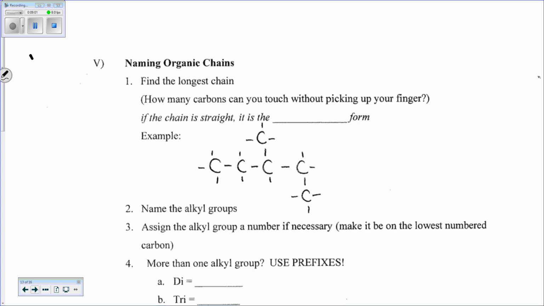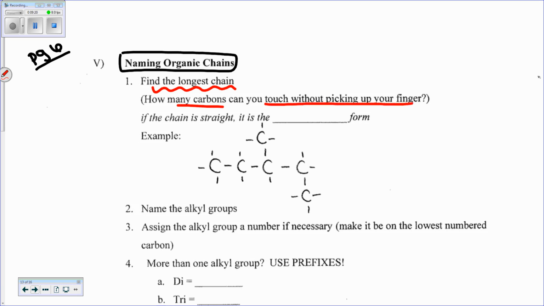So this is my page 6. Now let's actually put down our rules for naming our organic chains. The first step to naming is always to find the longest chain. So think, how many carbons can I touch without picking up my finger? For this example, skip the italics for a second. I can touch 1, 2, 3, 4. Probably not that. I can touch 1, 2, 3, 4, 5. Ooh, that's more than 4.